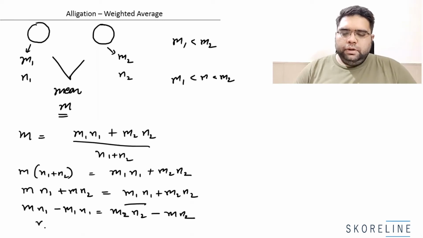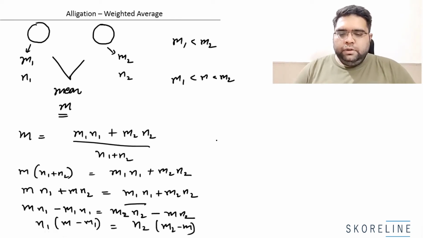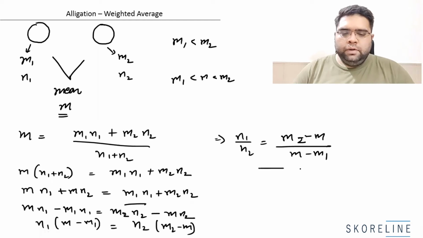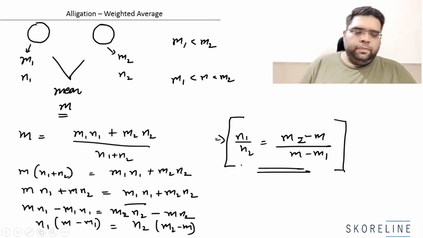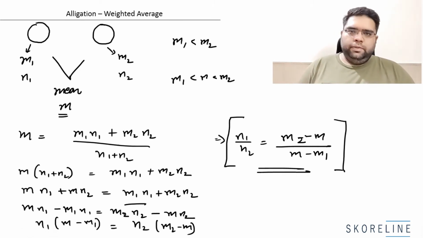This becomes n1(m - m1) = n2(m2 - m), right? Let's continue here. This becomes n1 upon n2 is equal to (m2 - m) upon (m - m1). Now look at this very carefully. What does this formula say? What does this formula convey?